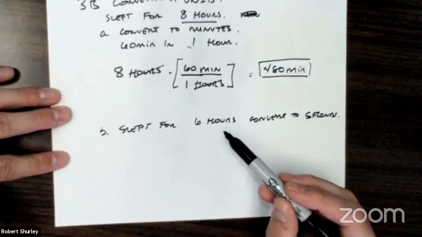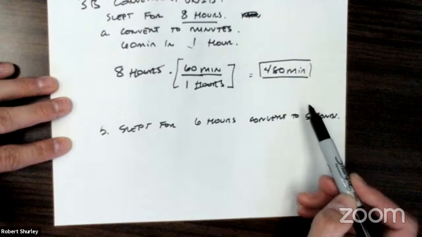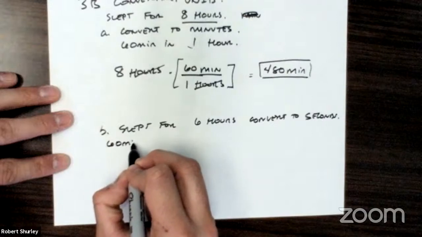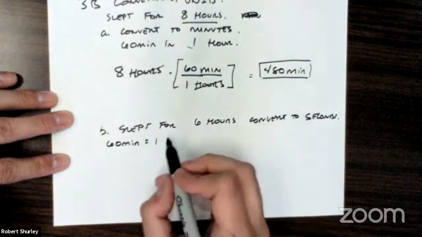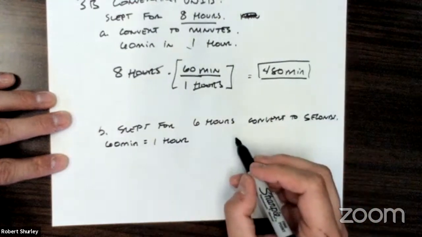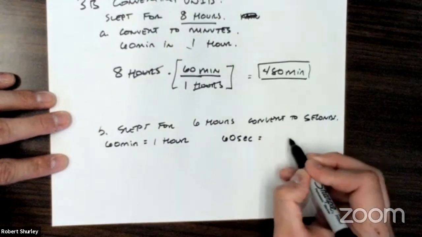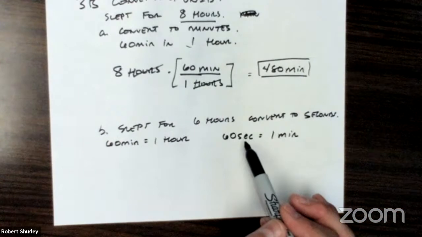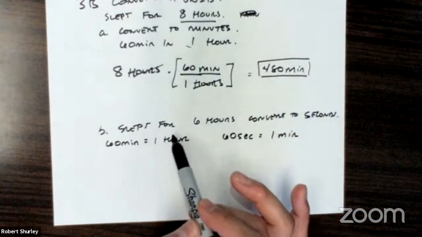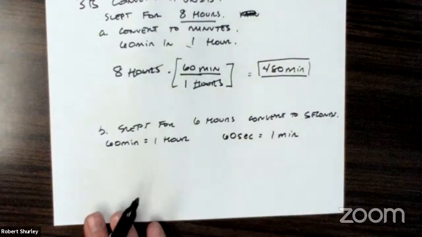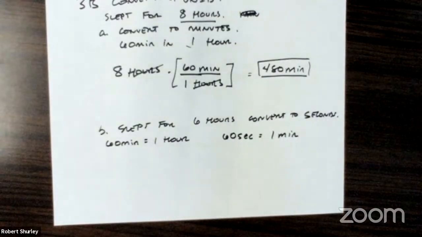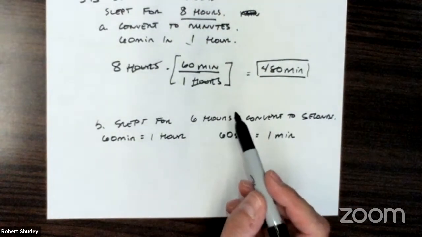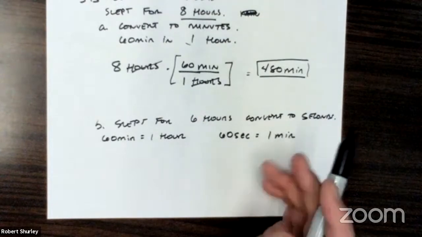Now I'm going to have to do 2 conversions because I don't know how many seconds are in an hour, but I can convert down to it. I know that 60 minutes is equal to 1 hour, right? And I know 60 seconds is equal to 1 minute, right? So these 2 conversions will get me down into seconds. To go from hours to seconds, I can go from hours to minutes and then minutes to seconds. So it's going to take 2 fractions, 2 conversions, to get us from hours to seconds, and I want to show you how to do that.